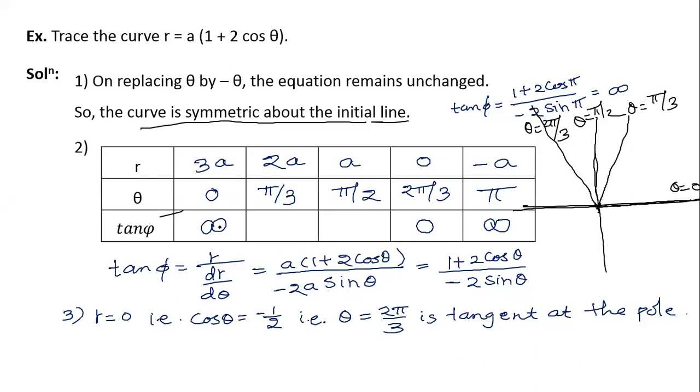This is how it has to be taken. And for these points you have to find the expression of tan phi. Whenever you are in doubt, for those points only you have to calculate tan of phi, and from that you will get phi as the angle between the radius vector and the tangent to the curve at that particular point. Now see, r is equal to 3a when theta equal to 0.